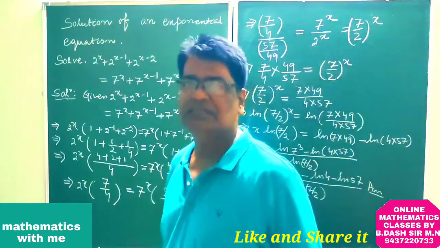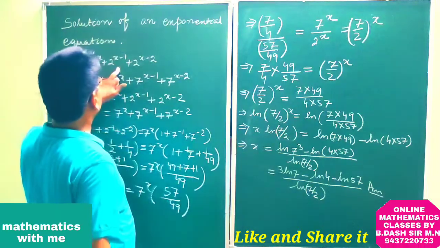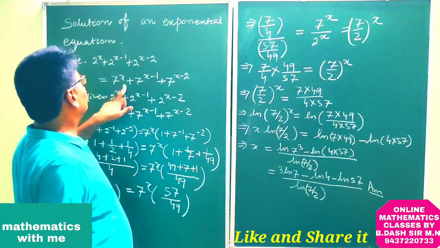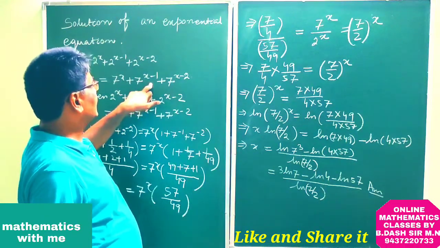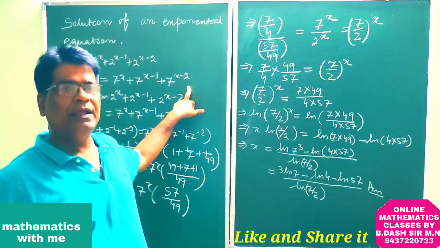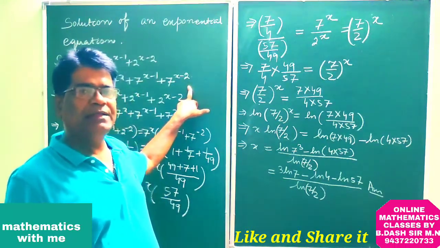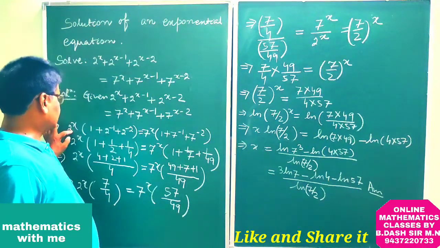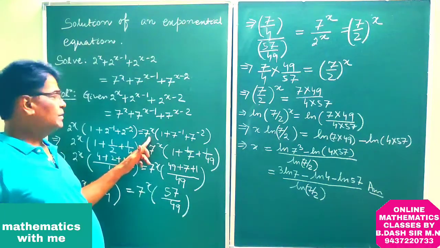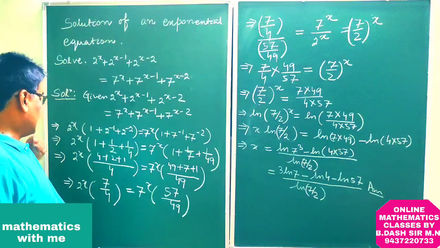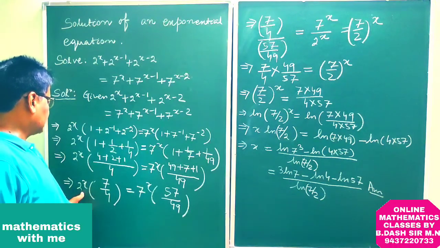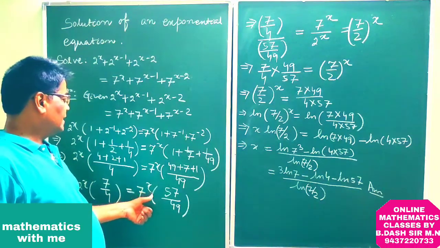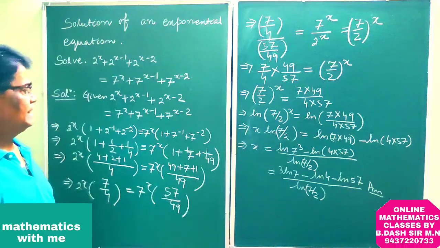Here the question is, we have to solve 2^x + 2^(x-1) + 2^(x-2) = 7^x + 7^(x-1) + 7^(x-2), and we have to find the value of x. Now taking 2^x in the left hand side and 7^x in the right hand side, after simplification we get this expression: 2^x times 7/4 is equal to 7^x times 57/49.